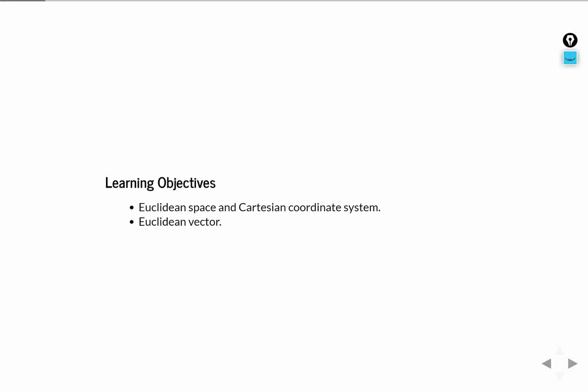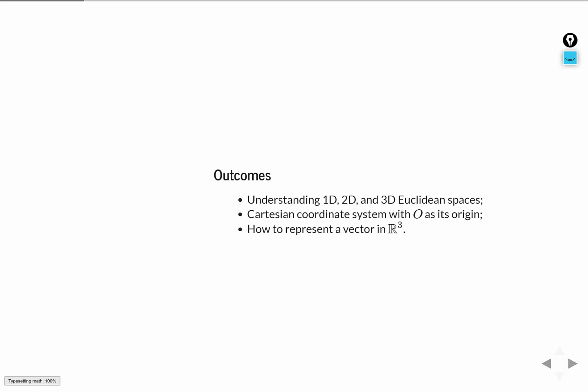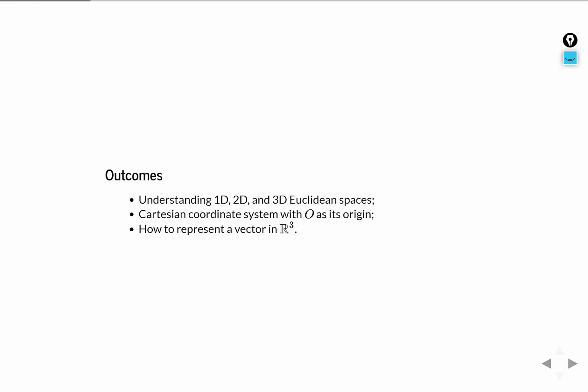The learning objectives are knowing Euclidean space, Cartesian coordinate system, and Euclidean vector. The outcomes are understanding 1, 2, and 3-dimensional Euclidean spaces, Cartesian coordinate system with its origin, and how to represent a vector in R3.